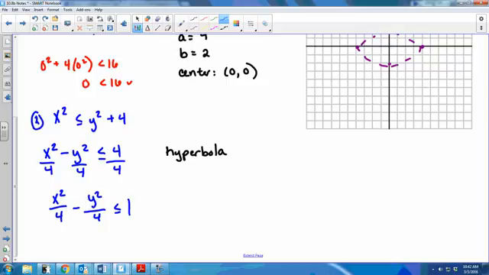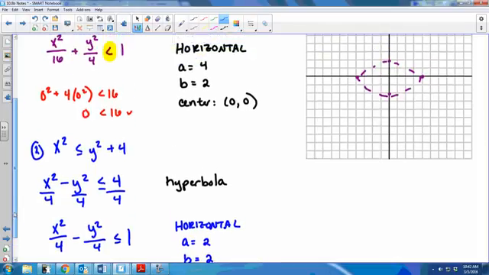And a hyperbola, A is always in the front, right? As long as the minus sign's in the middle. And if x is in the front, that makes this horizontal or vertical? Horizontal. If x squared is in the front for a hyperbola, it's horizontal, just like if x has the larger denominator for an ellipse. What is A and what is B? They're the same here, 2. And what is the center? 0, 0.